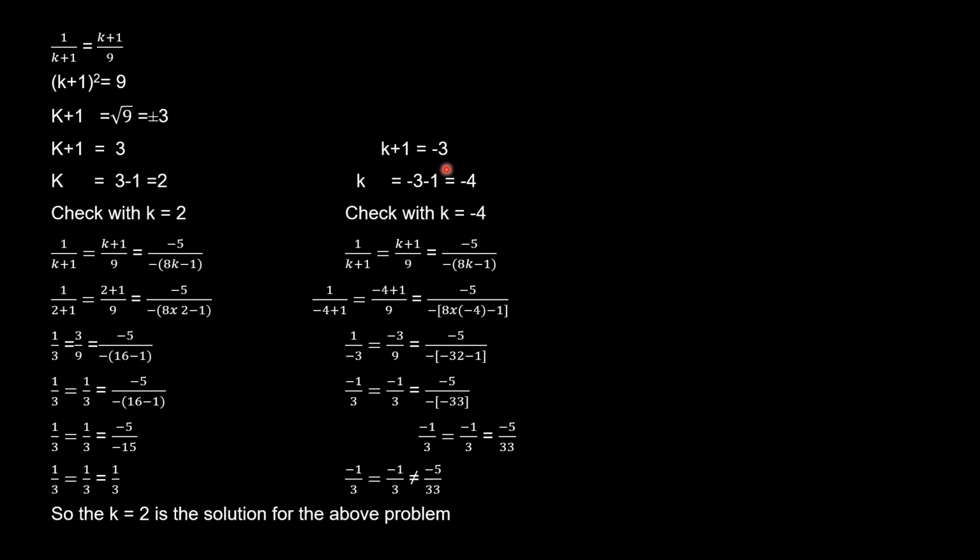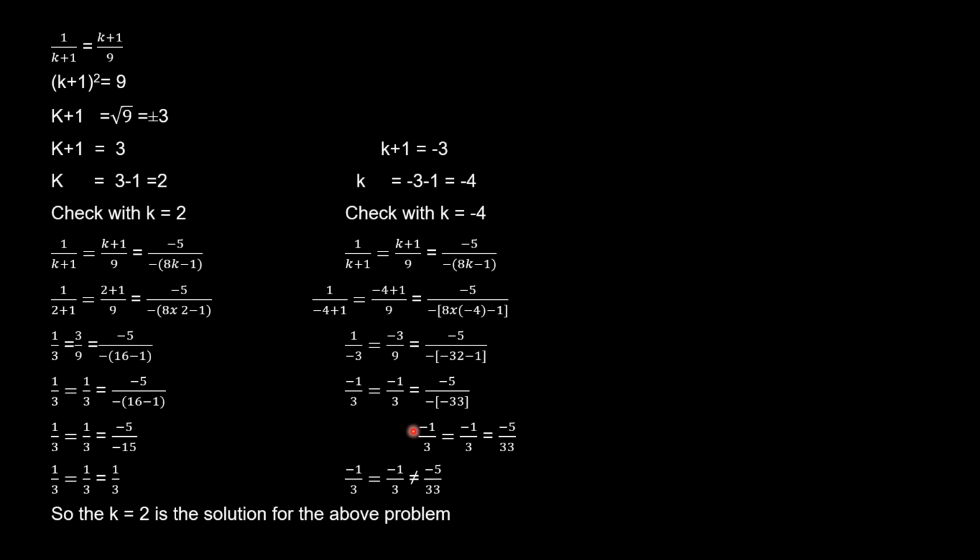Here we are applying k plus 1 equal to minus 3, k equal to minus 3 minus 1, that is equal to minus 4, and k equal to minus 4. And in this, 1 by k plus 1 equal to 9 equal to minus 5 by minus 8k minus 1 is there, no? In this you are going to apply minus 4.